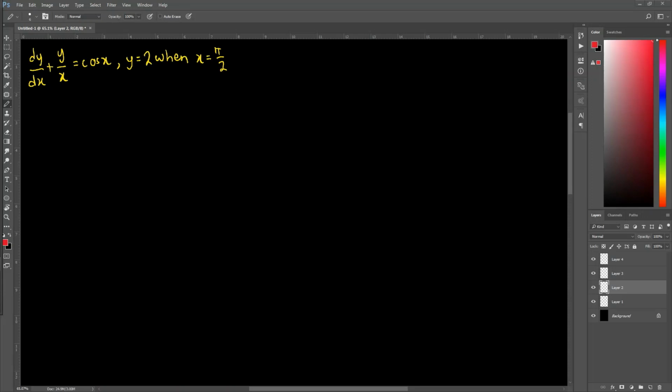Today we are going to do the same thing like yesterday, just that today we are going to find a particular solution. Yesterday what we did is we found the general solution for a given equation. So this is from example 10.8 from your textbook.